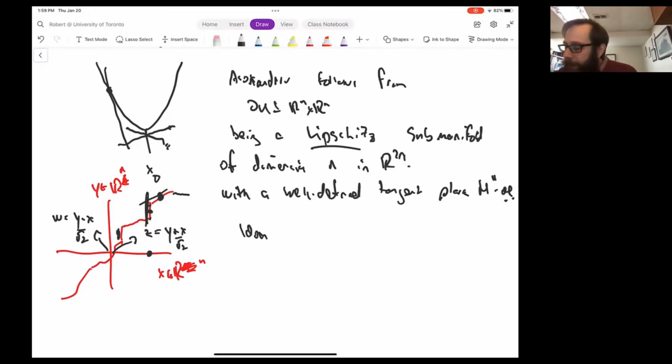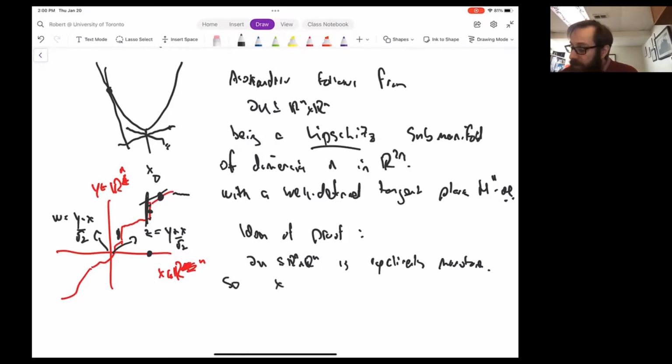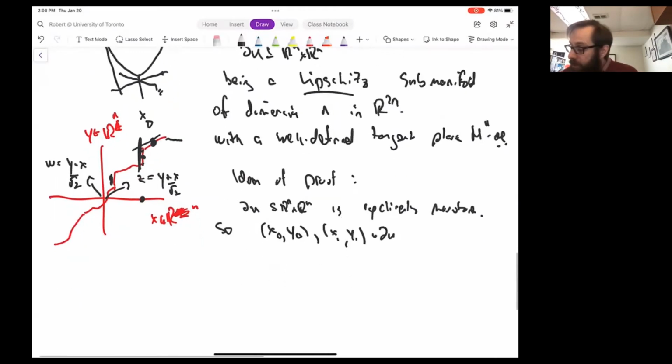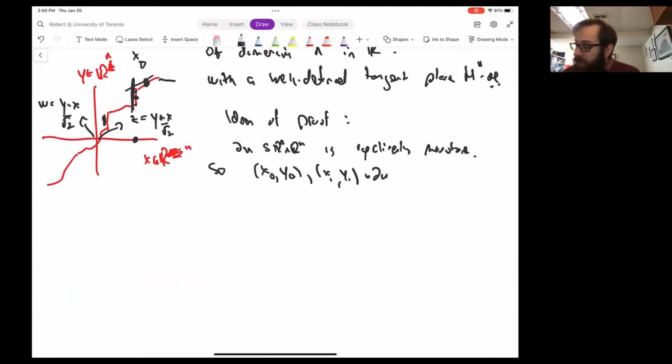So we define W and Z as above. And then we want to look at the difference between, say, W. So step 1, the subdifferential is cyclically monotone. So in particular, if I choose 2 points, x0, y0, and x1, y1 in the subdifferential, what cyclical monotonicity says for 2 points is that the inner product of the change in x with the change in y is non-negative.